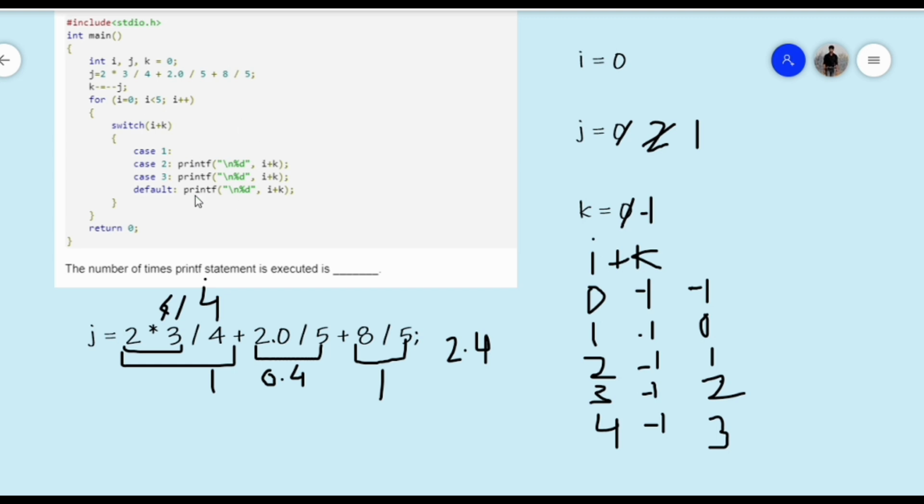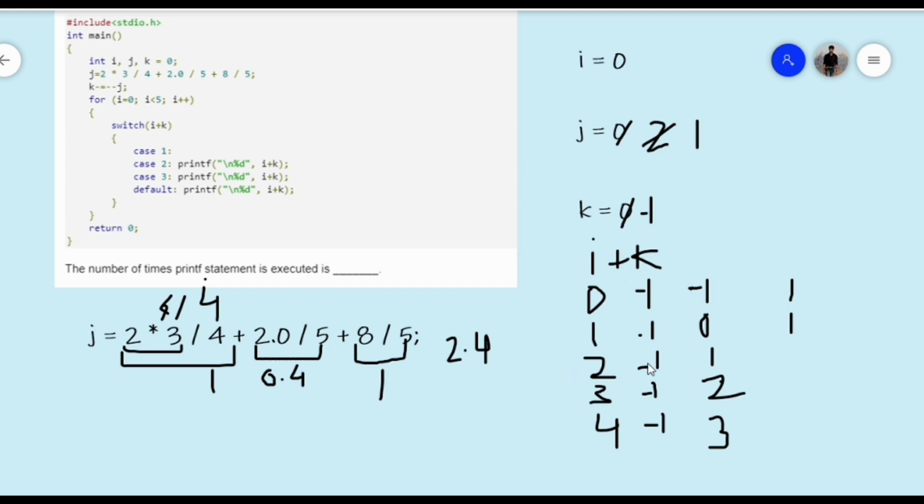Before this, let us calculate how many times this printf statement will be executed. When this switch has value minus 1 because of i plus k, here in this case we have case 1, case 2, case 3 and the default case. So this minus 1 is not matching with 1, 2, 3, so the default case will be executed. So here printf will be executed only one time. When this i plus k value is 0, again the default case will be executed, so here also the printf statement will be executed only one time.